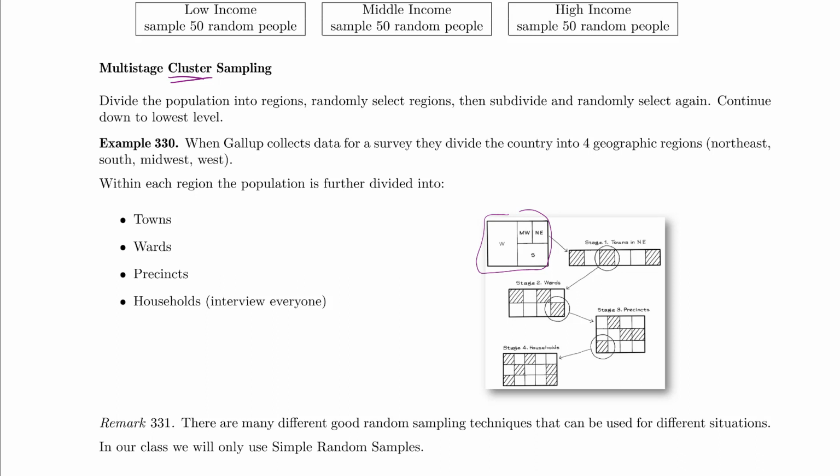So, multi-stage cluster sampling. You break it up into groups, randomly select groups, and then break it up again, randomly select. That way, they don't have to send people to all these different towns across the country. They have less towns that they actually go to, but because they're randomly selecting everything, at each step, it removes the human bias. Now, there are many different good random sampling techniques that can be used for different situations. These were just 3 very basic examples. Okay. But in our class, for the rest of the semester, we will only be using simple random samples. Everything we do, you can assume is a simple random sample.